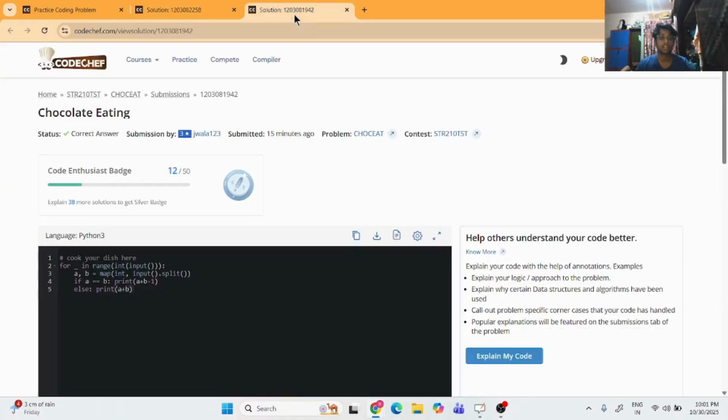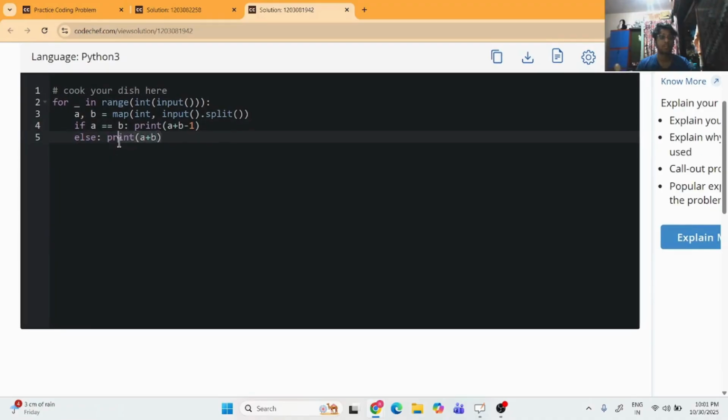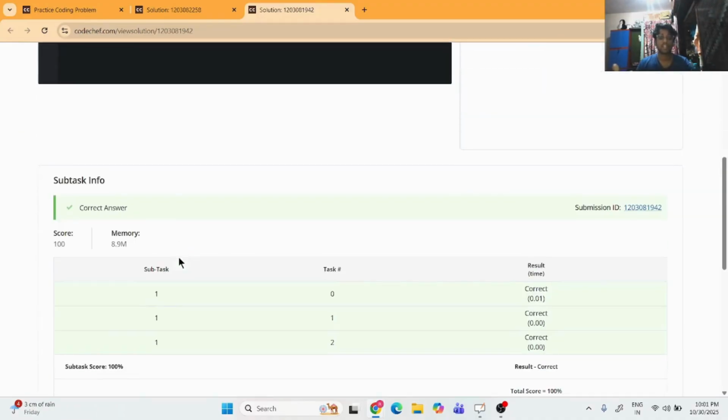Now let's move toward the Python code. So guys, this is my similar Python code. I took the input for all the test cases as well as for A, B, and I'm checking if A equals B, I will print A plus B minus 1. In the other case, I will simply print A plus B. And as you can see, guys, I have got my Python code accepted as well. So guys, I think the solution, the code and the approach are pretty much clear.